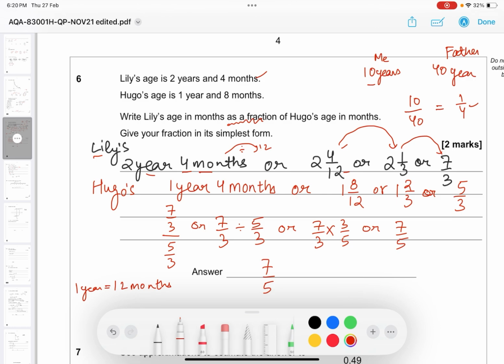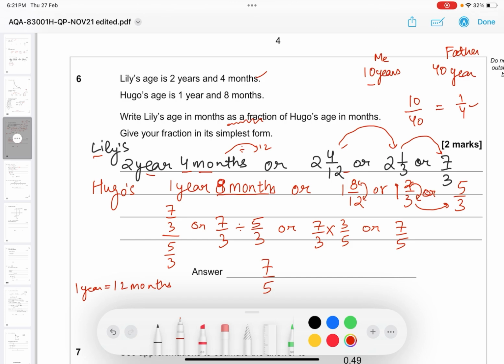Now, Hugo's age is 1 year and 8 months. Alright, so let us convert these months into years. We will divide 8 by 12. That will result in 1 and 2 over 3. And if we convert it into an improper fraction, we will get 5 by 3.